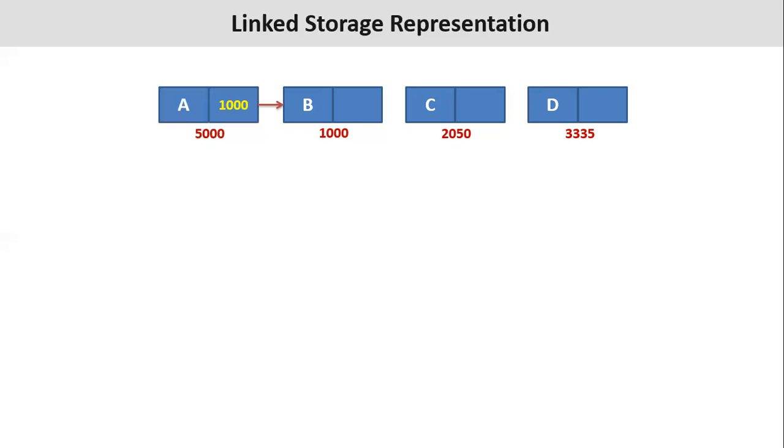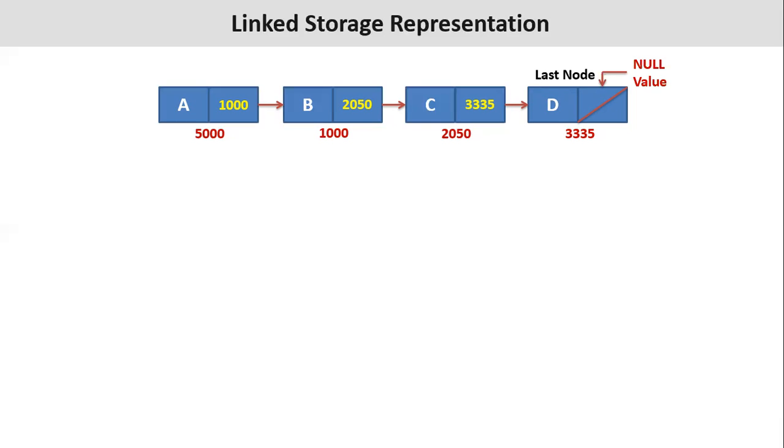Here we have A, with information and 1000, which is the address of the second node, and we are generating this link between A and B. Now generating the link between B and C, 2050, that is the address of the third node. 3335, that is the link between C and D, the address of the fourth node. And for the last node, the address value is null, so that is called the last node.